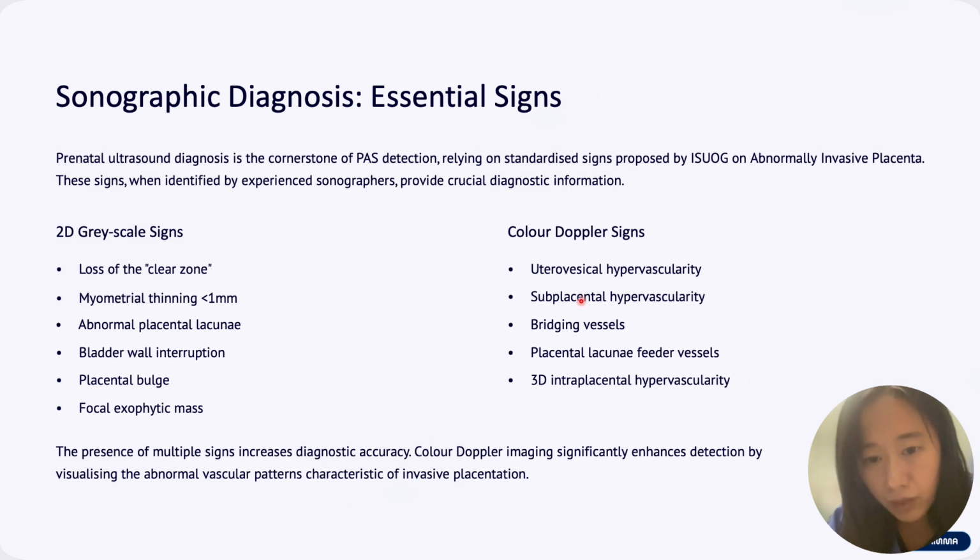And then we put color Doppler on it. We look at hypervascularity all around between the uterus and the bladder, and behind the placenta. Especially between the uterus and the bladder, there are bridging vessels, like little vertical lines. Inside any lacunae, feeder vessels with high velocity flow, more than 10 centimeters per second peak systolic velocity. We can also use 3D to see hypervascularity. If we go through all these and routinely use color Doppler, then it's a diagnosis with multiple signs. It increases diagnostic accuracy rather than one single sign.